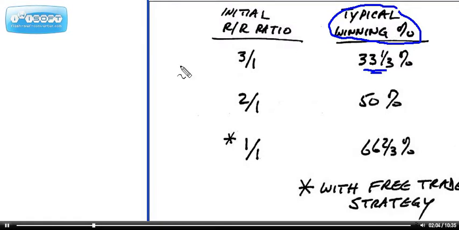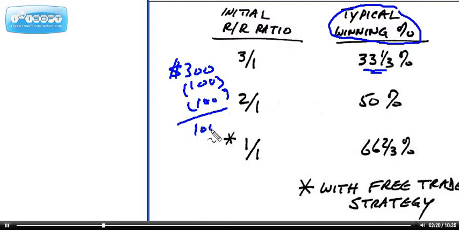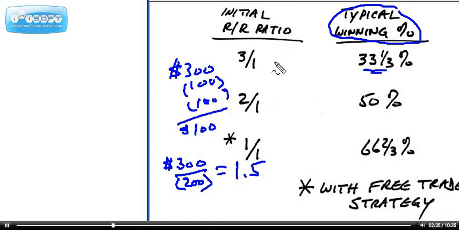So let's see what the actual reward to risk ratio is. If you had a winning trade of $300 and 2 losing trades of $100, you'd have a net profit of $100 after 3 trades. So the reward after 3 trades is $300. The risk is $200, the 2 losing trades. So the reward to risk ratio is 1.5, not 3. This is the ratio that really counts.